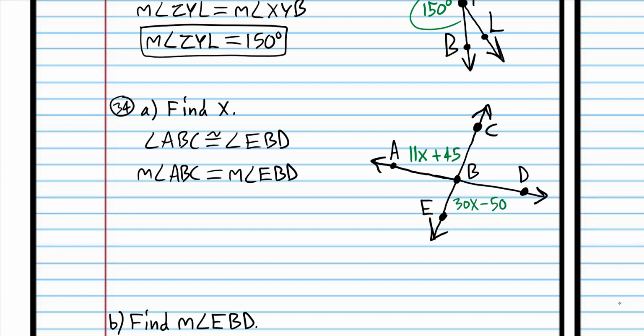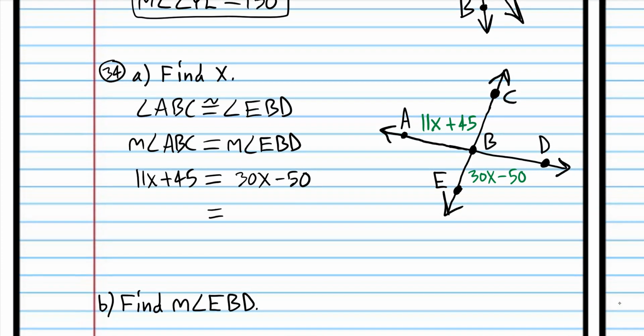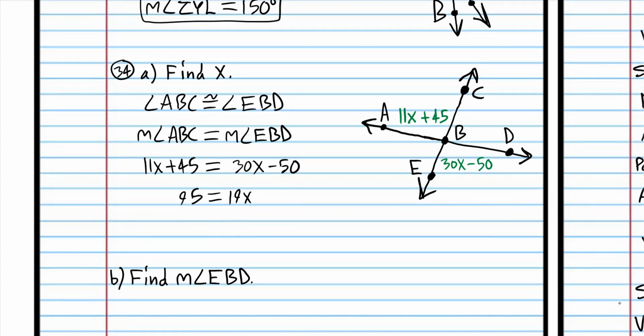And we know the measure of angle ABC is 11x plus 45, and the measure of angle EBD is 30x minus 50. Subtract 11x from both sides, and we get 19x. Add 50 to both sides, and we get 95. So if we divide both sides by 19, we get 5. So we found x. X is equal to 5.